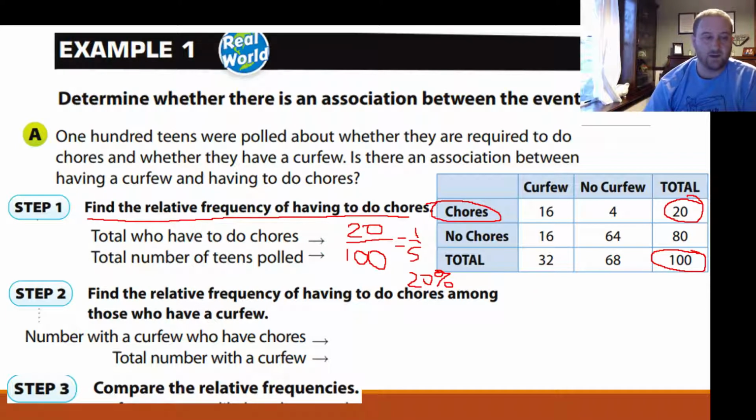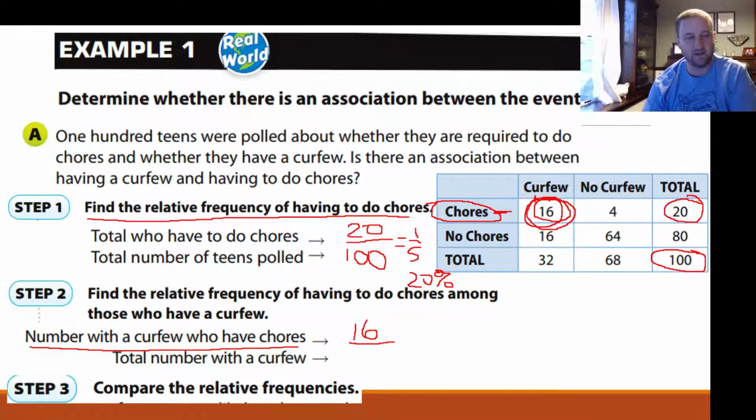Okay. Now, step two says find the relative frequency of having to do chores among those who have a curfew. So now we're only looking at the students that are doing chores, okay? Or sorry, only looking at the students that have a curfew. And we want to know of those students who have a curfew if they have to do chores or not. Okay, so now the number with a curfew who have chores. So we're looking at this number right here. The reason we're looking at this number is because these students have both chores and a curfew. So that's 16 students have chores and a curfew.